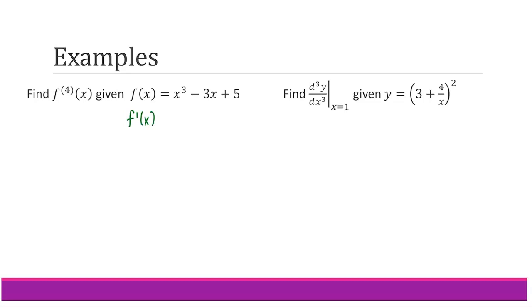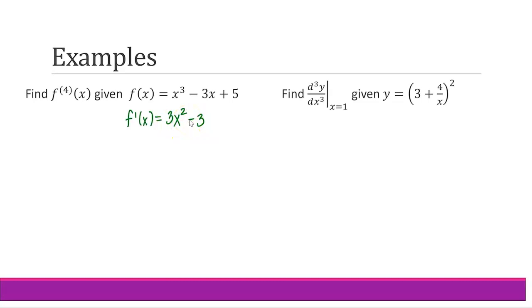F prime of x is, bring that 3 to the front, subtract 1 from the power, so 3x squared. And then the derivative of negative 3x, well, that's just going to be negative 3. If we apply the power rule, we think about bringing that 1 to the front, which keeps it 3. And then x to the 0, if I subtract 1, then anything to the 0 is 1. So just minus 3 here. And the derivative of a constant is 0. So here, I'm not going to have any piece to my first derivative. So here's my first derivative, and then I keep going.